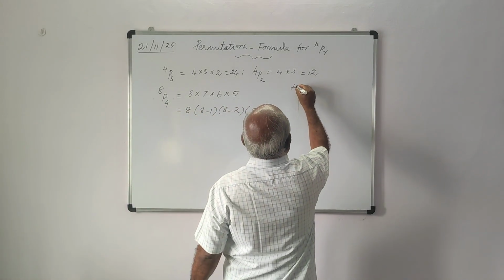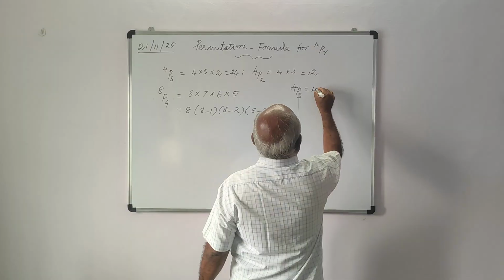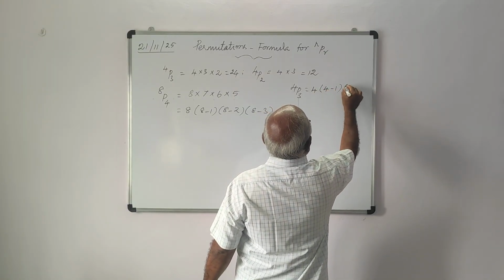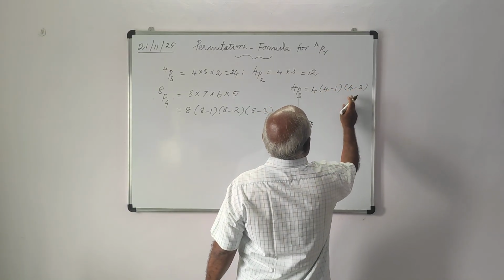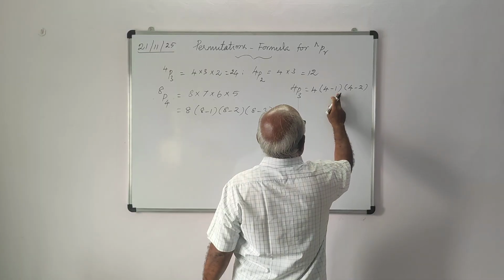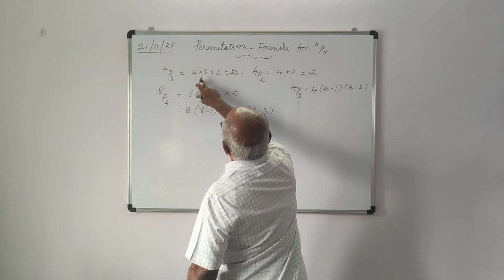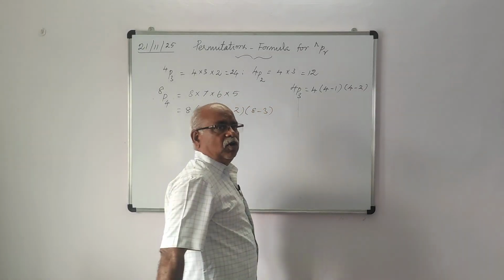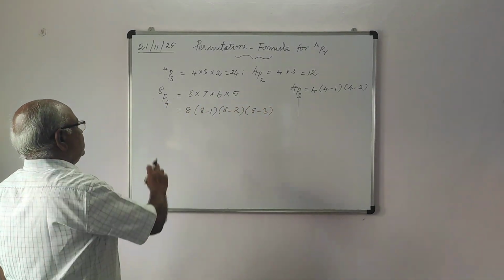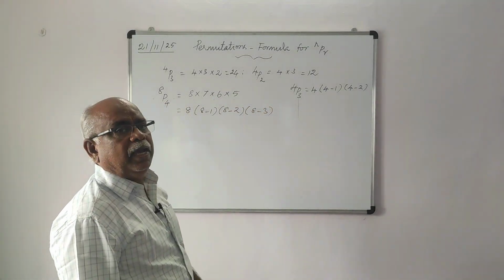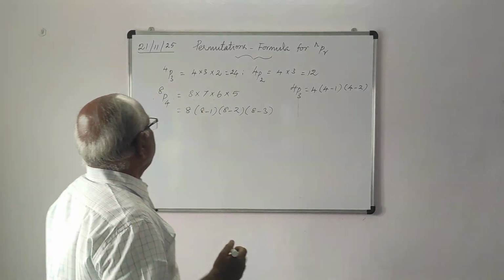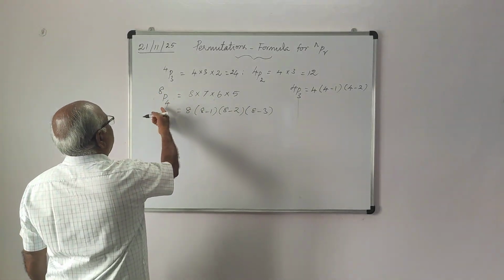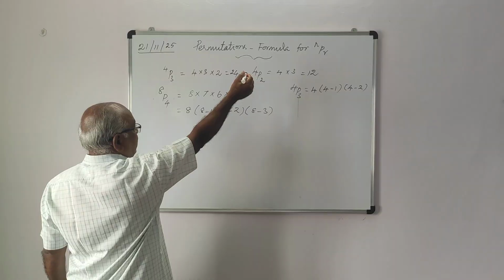Similarly, for 4P3, 4 into (4 minus 1) into (4 minus 2). 4 minus 2 is 2, 4 minus 1 is 3, so 4 into 3 into 2. If you find 3 here, you have to write 4 minus 2 in the last term. Like that, the terms will be expressed. See, like 4P3 and 8P4, I am now going to define nPr.